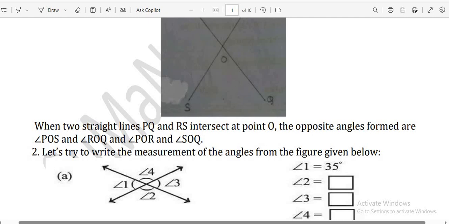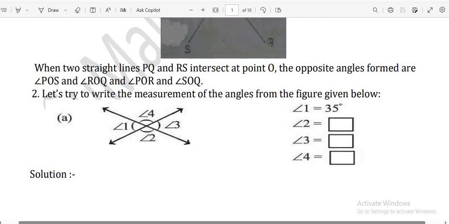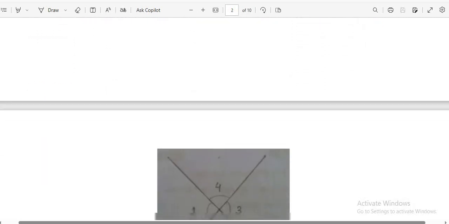Next question. Question number 2. Let's try to write the measurement of the angles from the figure given below. Question A. The angles are angle 1, angle 2, angle 3 and angle 4. The given angle 1 is equal to 35 degrees. Angle 2 is question mark, angle 3 is question mark, angle 4 is question mark. The solution.